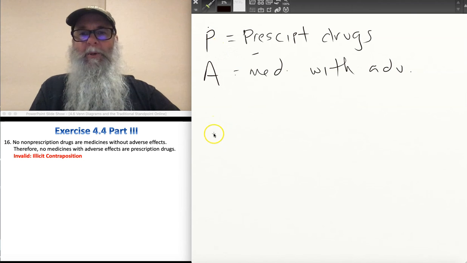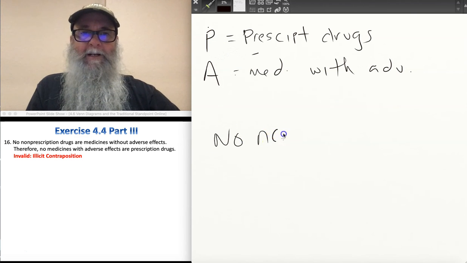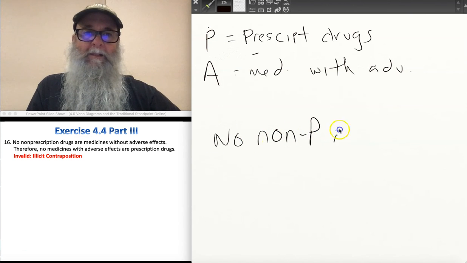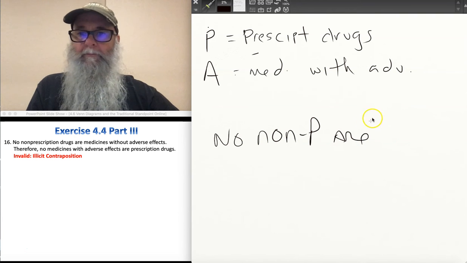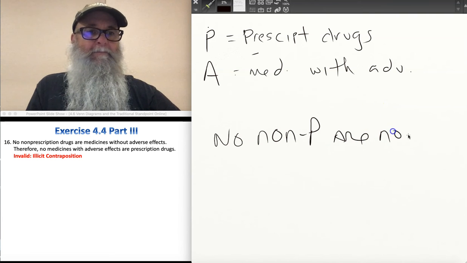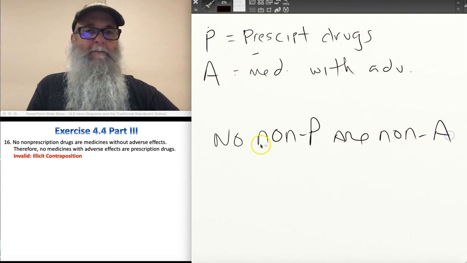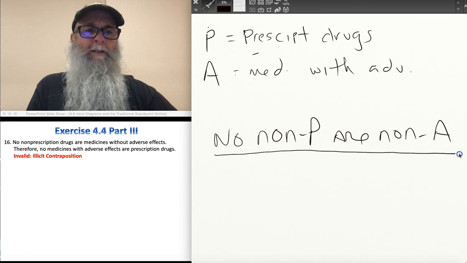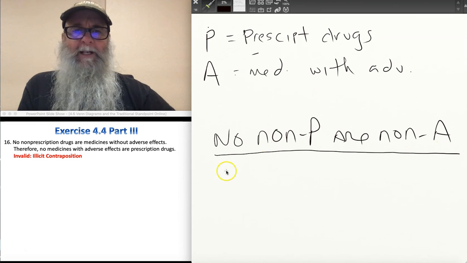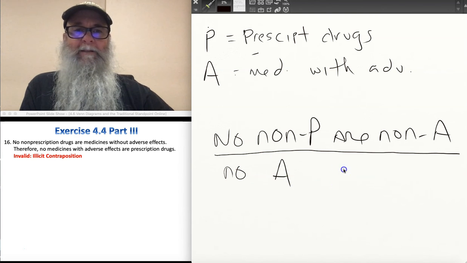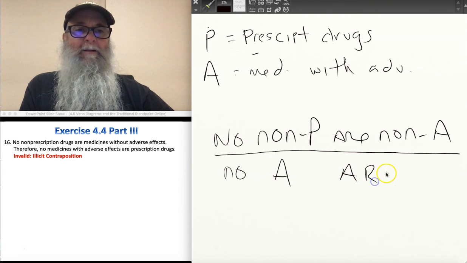All right, so no non-P are non-A. That's my premise. No non-prescription drugs or medicines without adverse effects. Therefore, no medicines with adverse effects, no A, are P, prescription drugs.